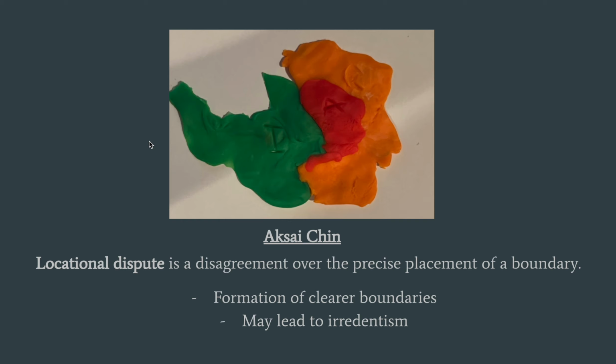Next is locational dispute, and this is conflict over precise placement. So an example is between India and China in the Himalayan region. So this is India, that's China, and this red part is the Aksai Chin area, where there's a rising conflict.